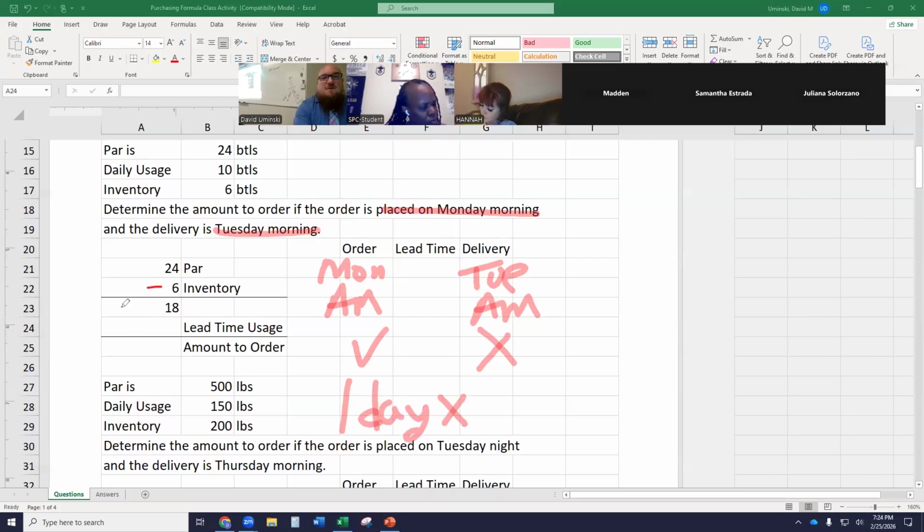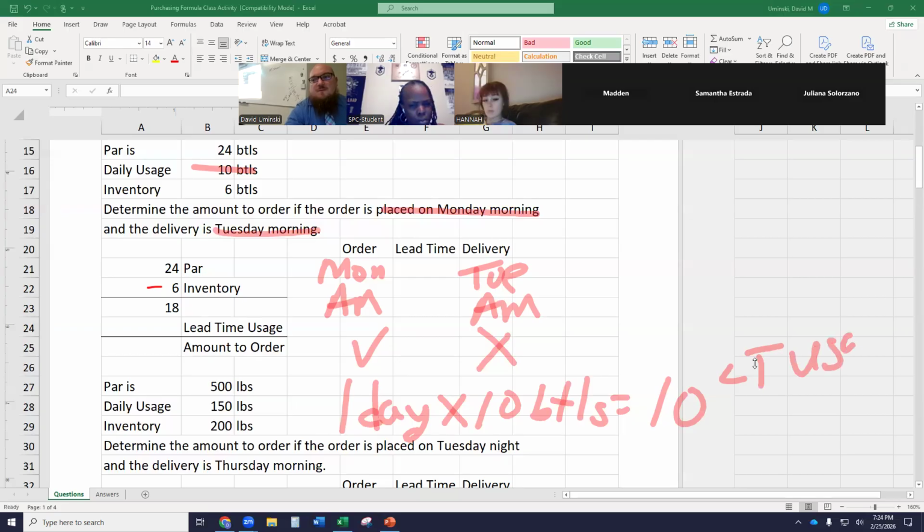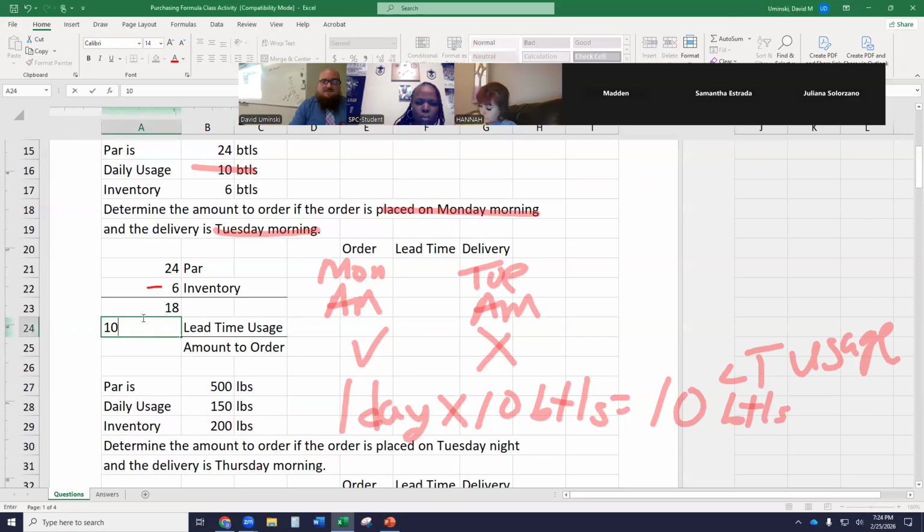Okay. Multiply by my usage of 10 bottles. So my lead time usage is 10 bottles. So now I have to come over here and add those 10 bottles back in. And I should order 28.